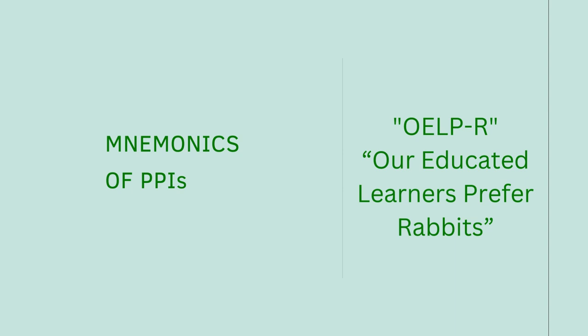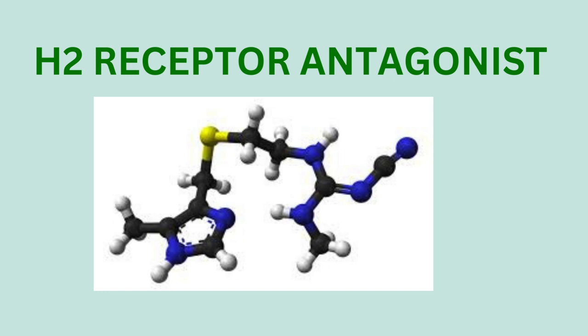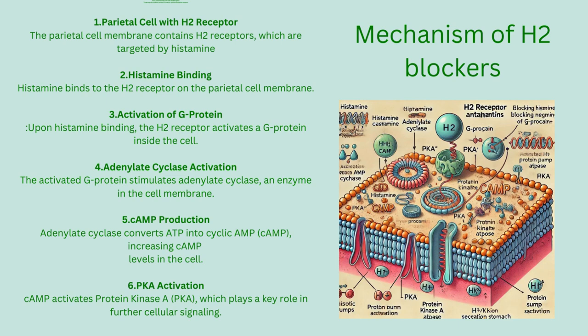Here's a mnemonics flash review of PPIs. Our educated learners prefer rabbits. Next class to discuss is H2. Here's an explanation of the diagram. The parietal cell membrane contains H2 receptors, which are targeted by histamine.